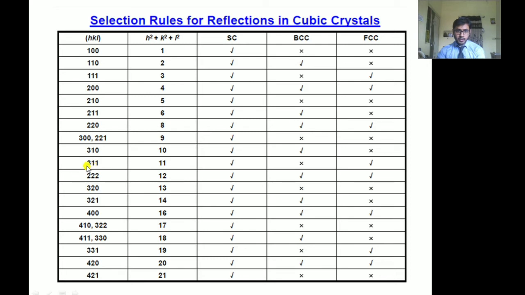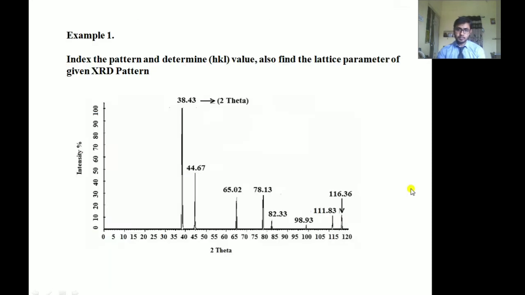This is the 3, 1, 1 plane. 3 is an odd number, 1 is an odd number, so it is allowed. But for BCC it is not allowed, because the sum is 5, which is again an odd number. But if it is 1, 1, 2, then it is allowed for the BCC also, and 2, 2, 2 are all even, so that is why it is again allowed for FCC also. So this chart is very important for determining the allowed reflection planes in a cubic crystal system.